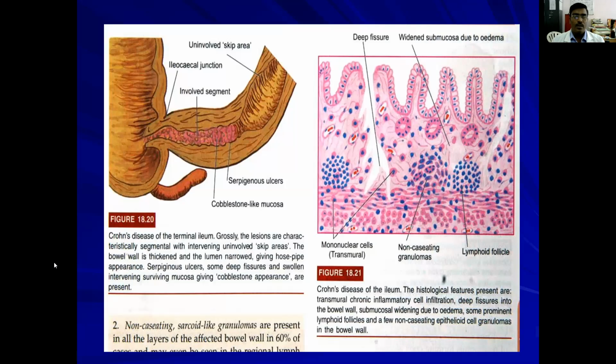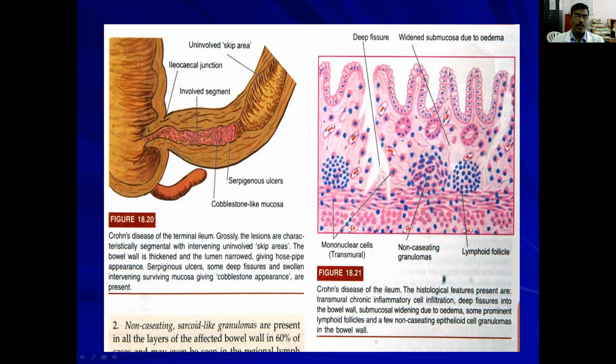So here we can see a very clear picture of Crohn's disease of the terminal ileum, a gross lesion showing segmental involvement with intervening uninvolved areas called skip areas. The bowel wall is thickened and the lumen is narrowed in the involved segment, giving a hosepipe appearance.